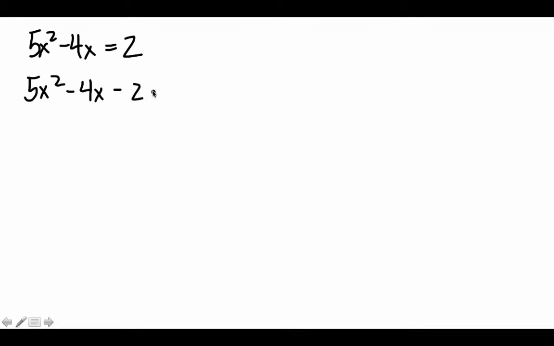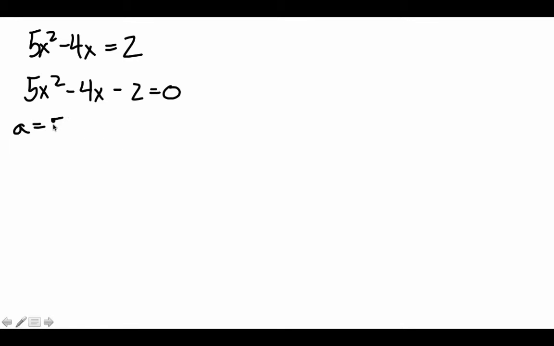All right. 5x squared minus 4x equals 2. Pause the video now if you want to try this on your own. First step, set this equal to 0. So I'm going to subtract 2 from both sides to get 5x squared minus 4x minus 2 equals 0.